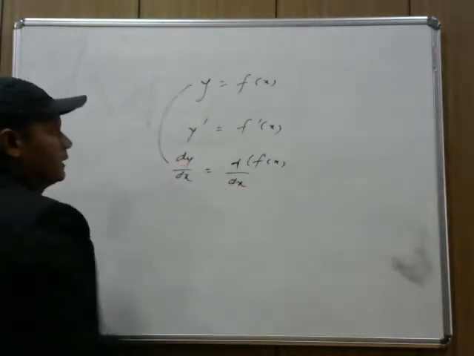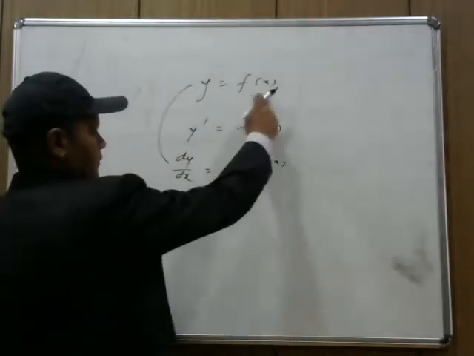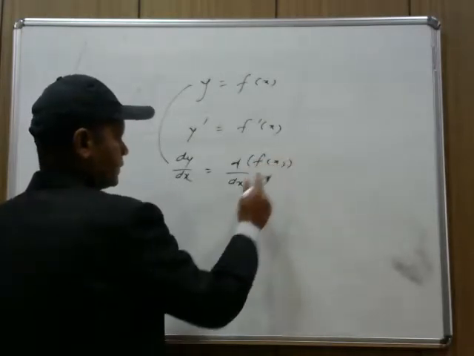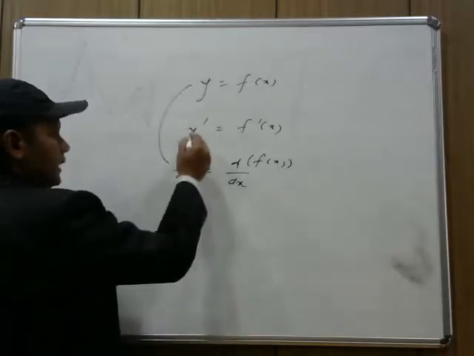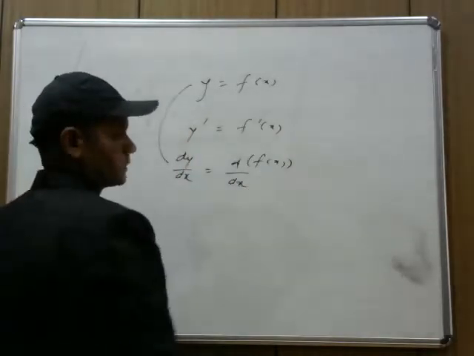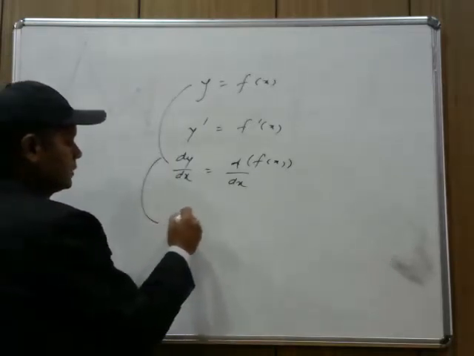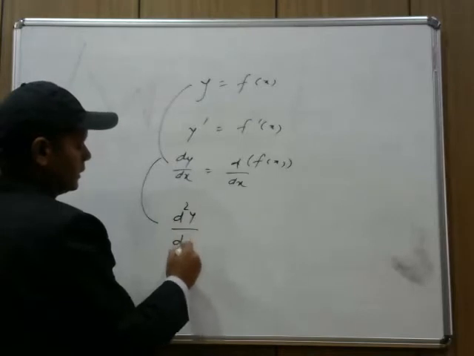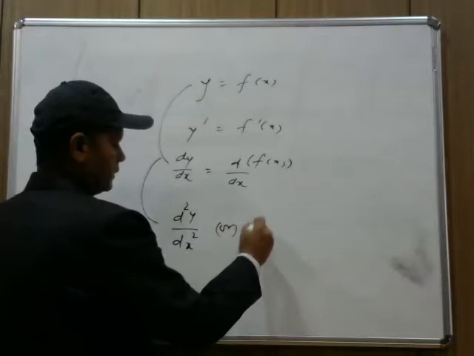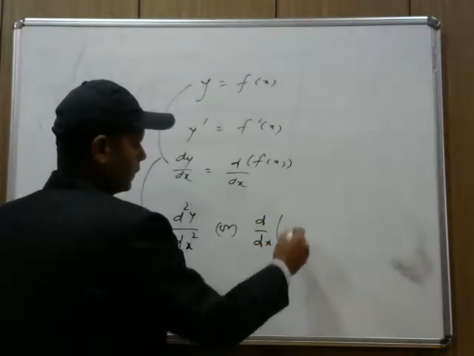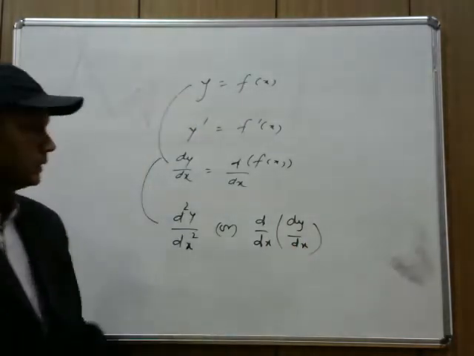See, dy by dx is the differentiation of y with respect to x, the differentiation of this function f of x with respect to x. We denote it by y dash, or by f dash of x. Sometimes, for the second order derivative, we write d2y by dx square, right? Or we write d by dx of dy by dx. This is the second order derivative.